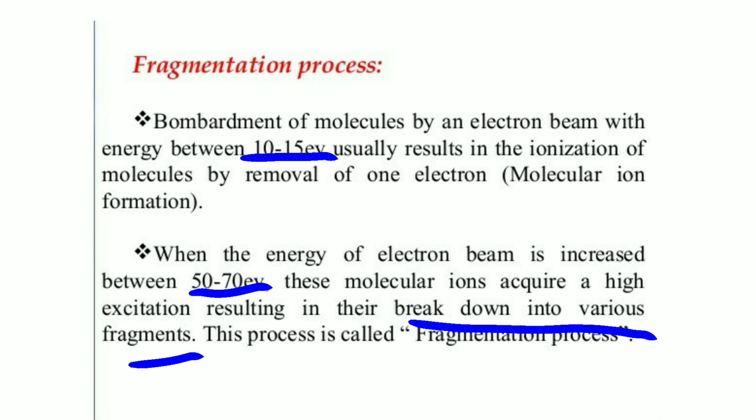Whenever high energy is passed into the molecule, it acquires high excitation energy, and due to that high excitation, the molecule breaks down into various fragments. That process is known as the fragmentation process. What is fragmentation? When the energy of the electron beam is increased to between 50 to 70 electron volts, the molecular ions acquire high excitation energy, resulting in their breakdown into various fragments. This process is known as the fragmentation process.